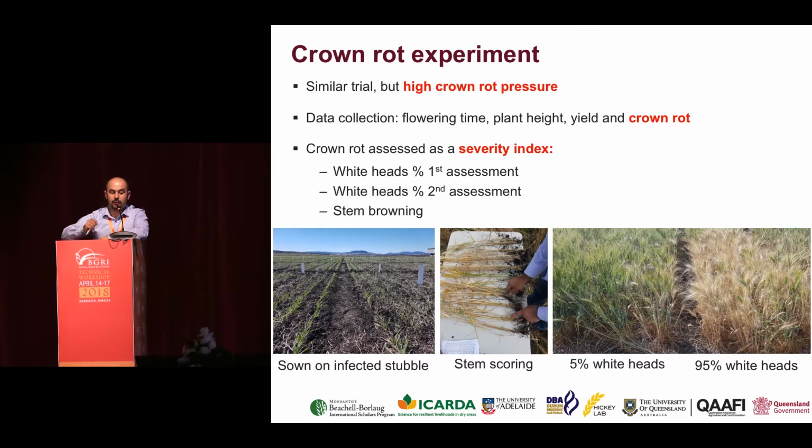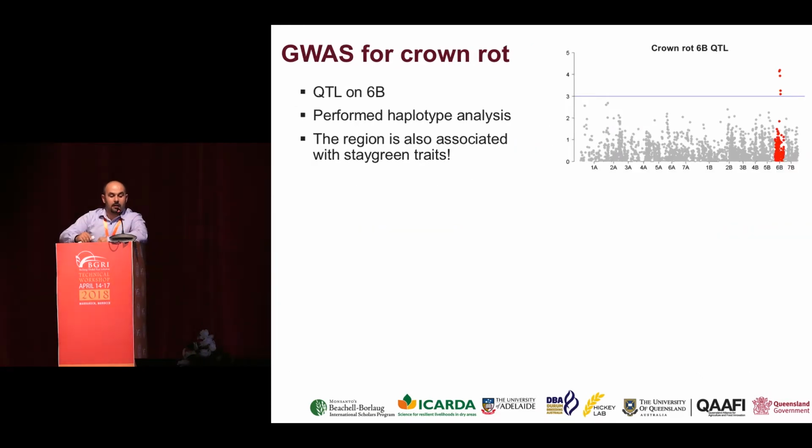I scored the percentage of white heads in each plot a couple of times, and also at maturity pulled out 10 plants per plot and scored them for stem browning. Then we came up with a severity index combining these 3 data sets, and ran the genome-wide association study using the high-quality markers and found this QTL on 6B. Incidentally, we found a similar region was associated with days to flowering, plant height, and also, most importantly, stay green.